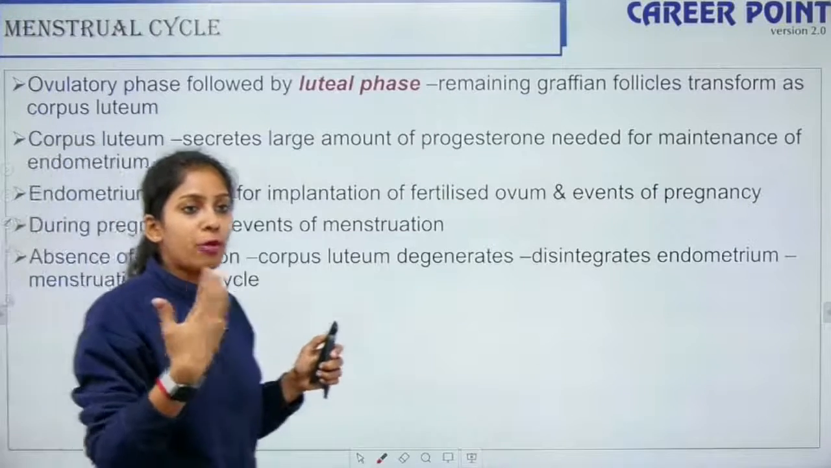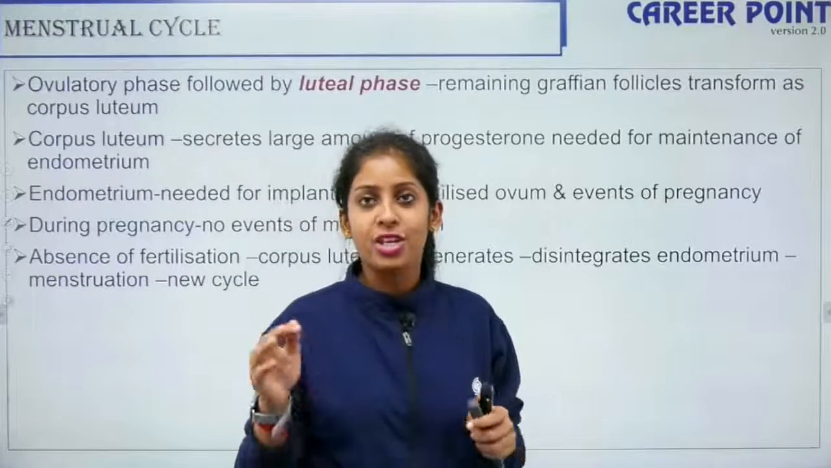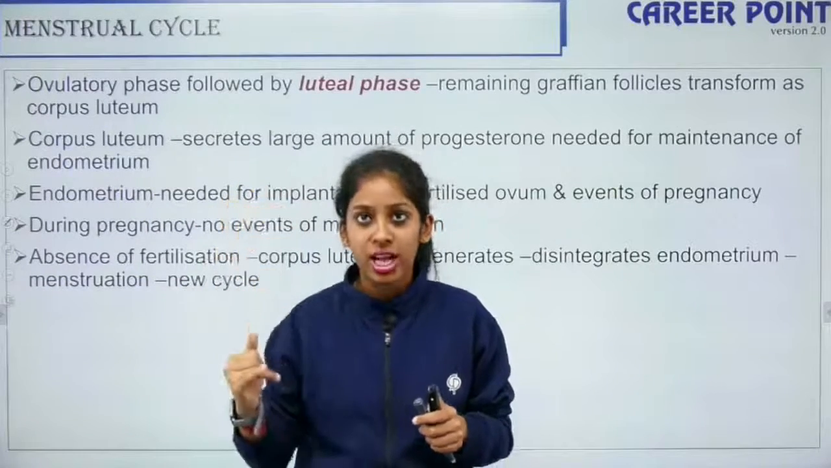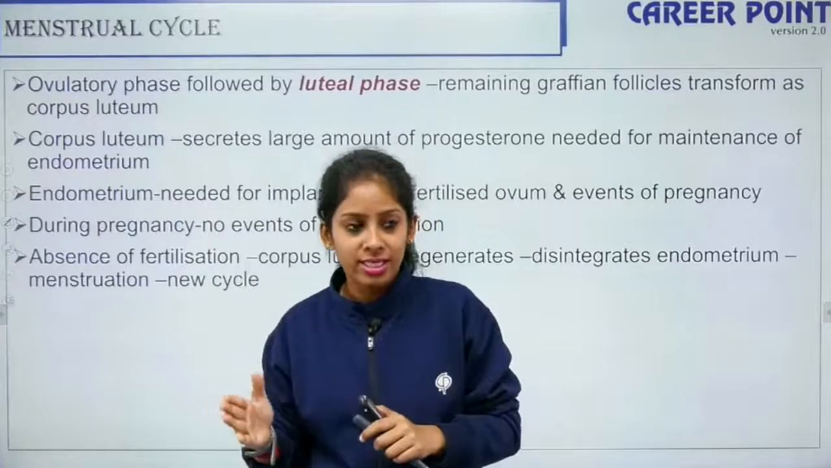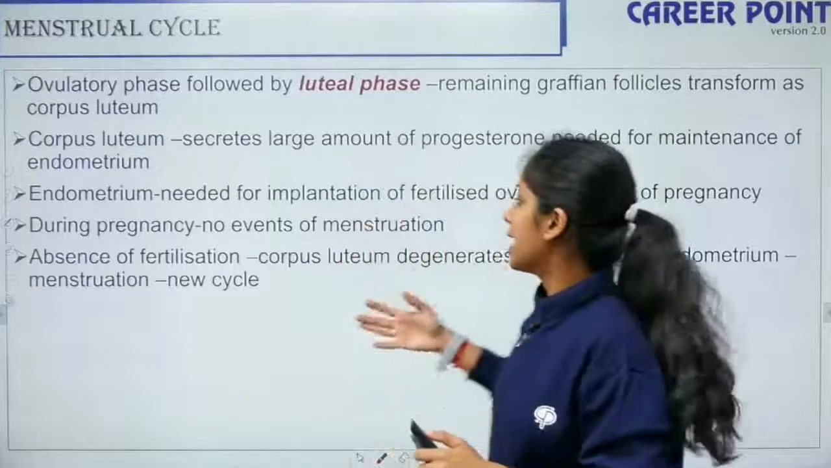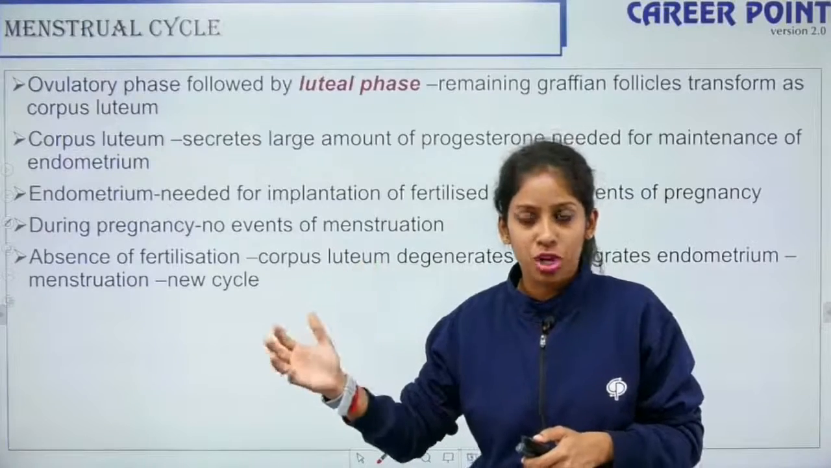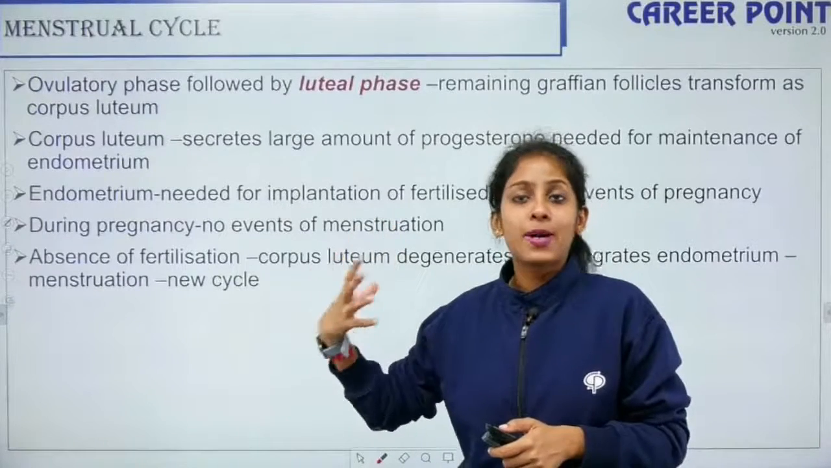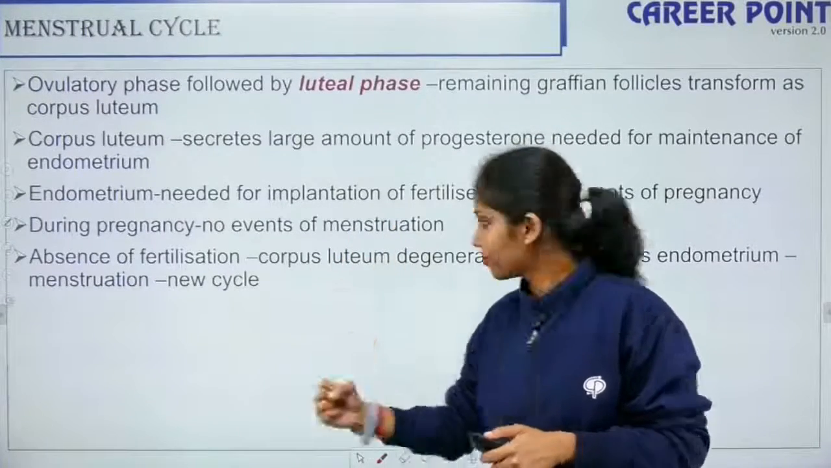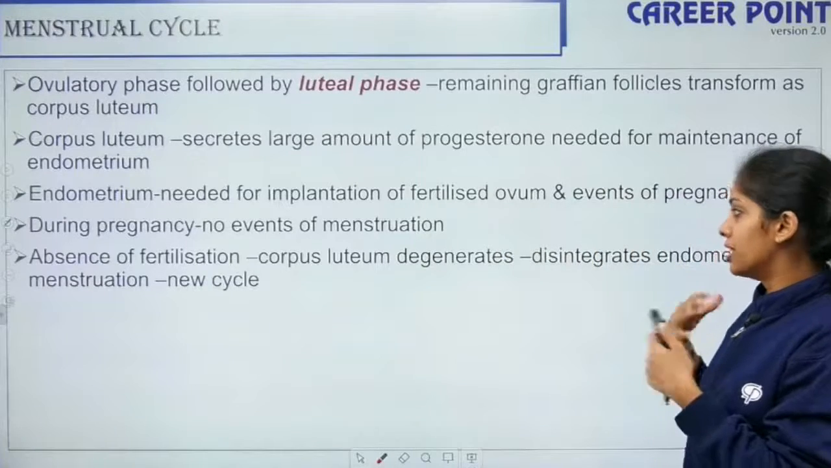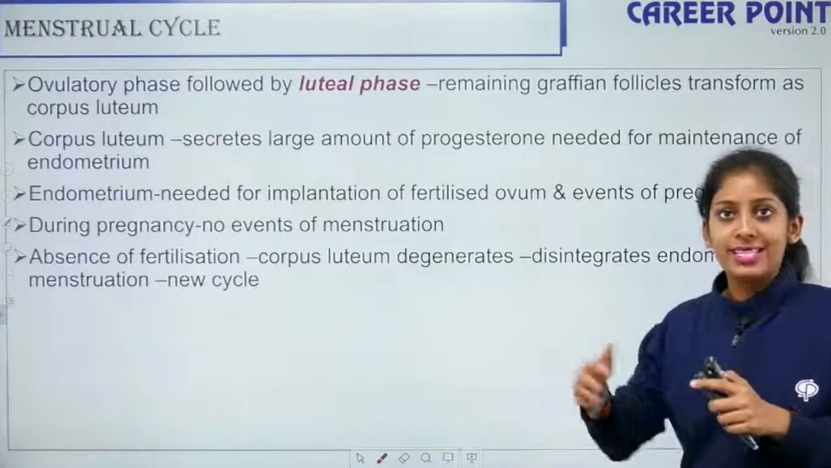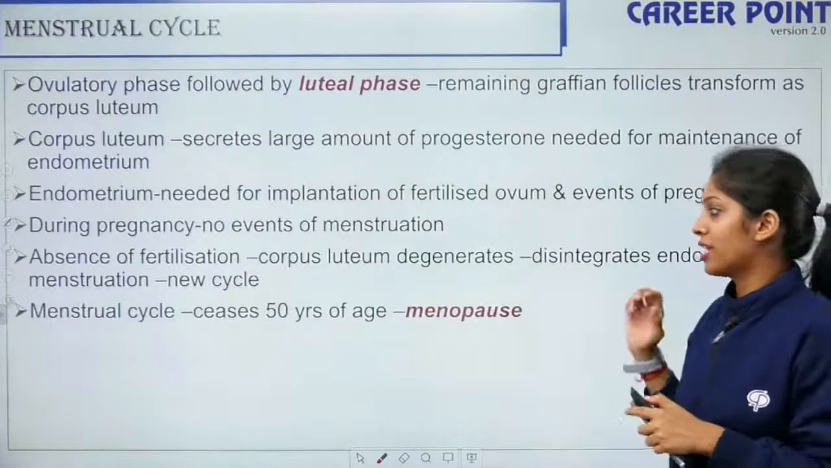When the body comes to know that there is no fertilization and the LH concentration has come down, after the 17th day, the corpus luteum degenerates. There's no point in it producing progesterone. So it degenerates and becomes the corpus albicans. The corpus luteum disintegrates, and the next cycle of the menstrual phase starts.